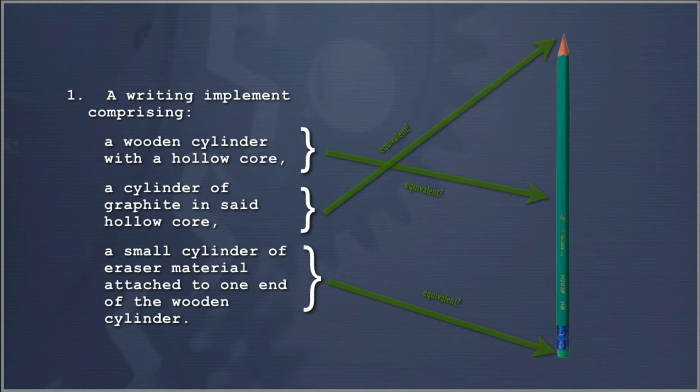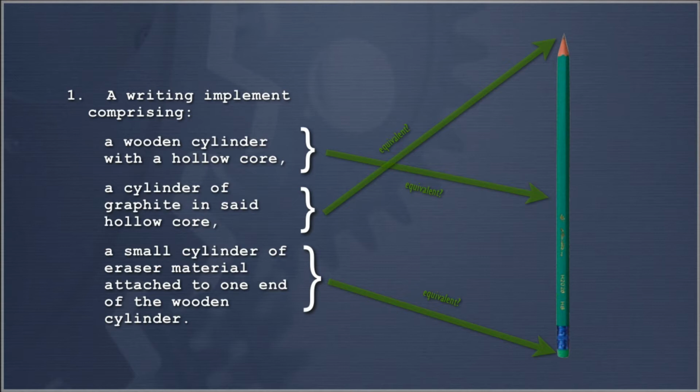So starting with the first element there, the wooden cylinder element, you need to point out where in the accused infringing product that element exists. And then the question is, whatever you've identified in the accused infringing product, is that equivalent? And then you go to the next element, right?